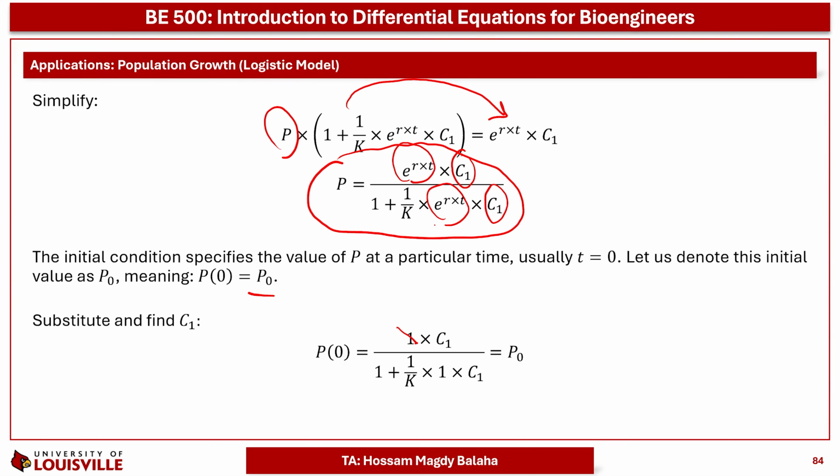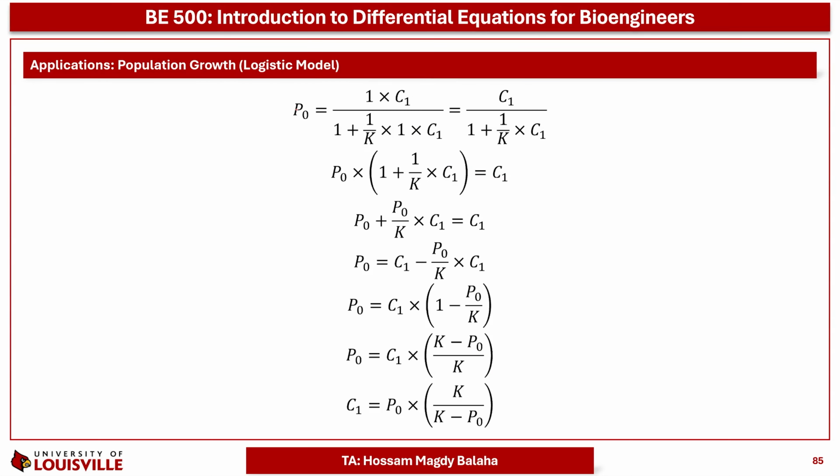The exponential of 0 will be 1 here, and all of that will equal P naught. Now we have this equation and we need to find the value of C1. Simply take this part to the other side by multiplication. Spread the multiplication: P naught multiplied by 1, P naught multiplied by C1 over K, and here C1.